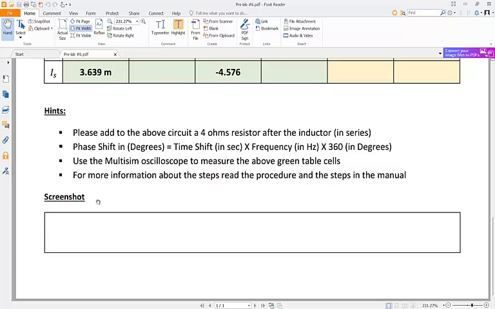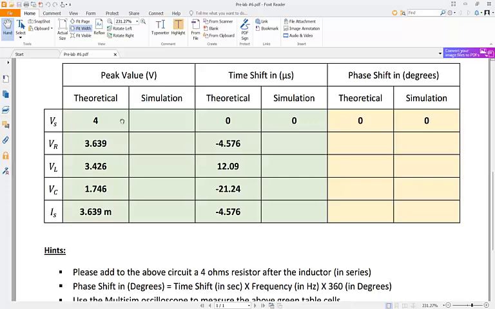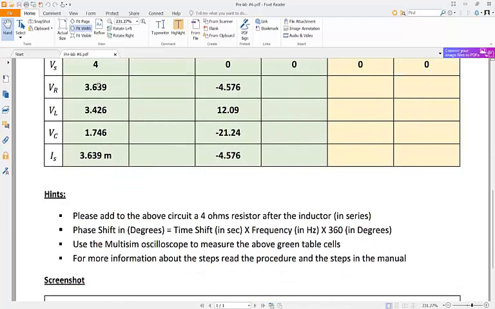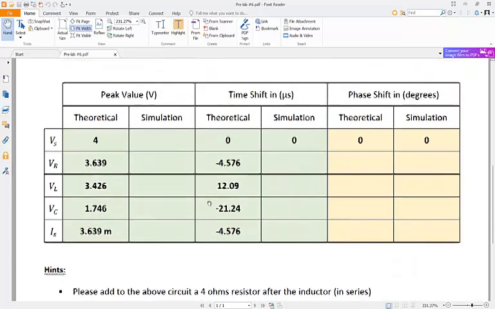At the end, do not forget to include screenshots. For example, for the first row, put one screenshot. Second row, put another screenshot, showing how to calculate the peak value and the time shift, and so on for all the rows of the table. For more information, you could refer to the lab manual. You will find detailed steps, and I think this video will be fine if you follow the same procedures. You are fine to get correct values.